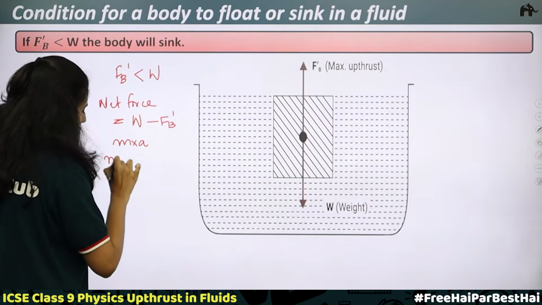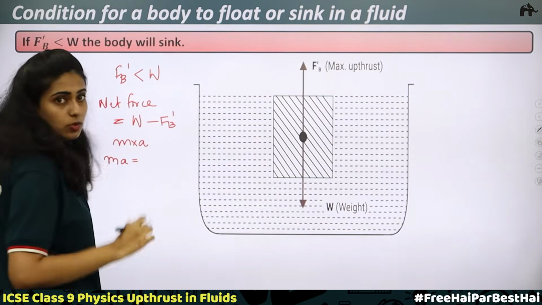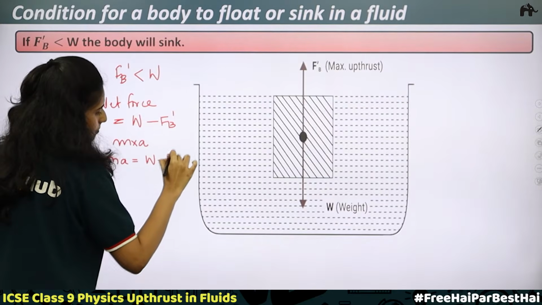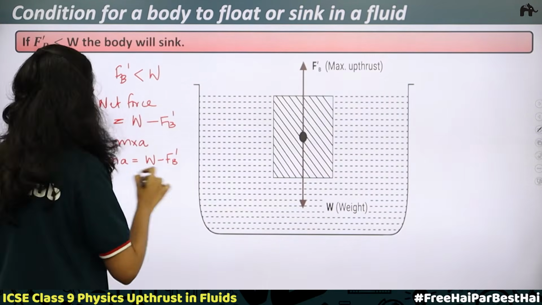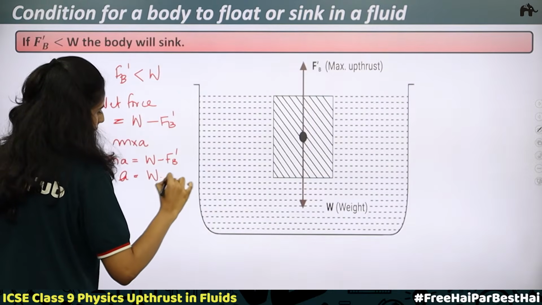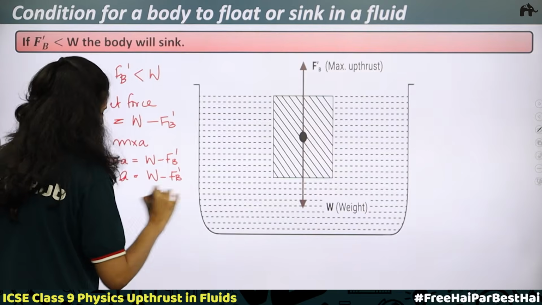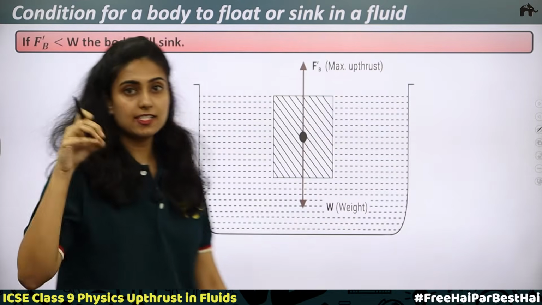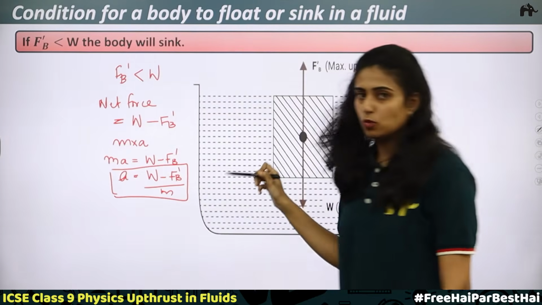This mass into acceleration will be equal to the net force. Here the net force is weight minus Fb dash. Okay, from this we can find what the acceleration is. Acceleration will be equal to weight minus Fb dash divided by mass. Okay, this is how we can find the acceleration with which the body is moving down.